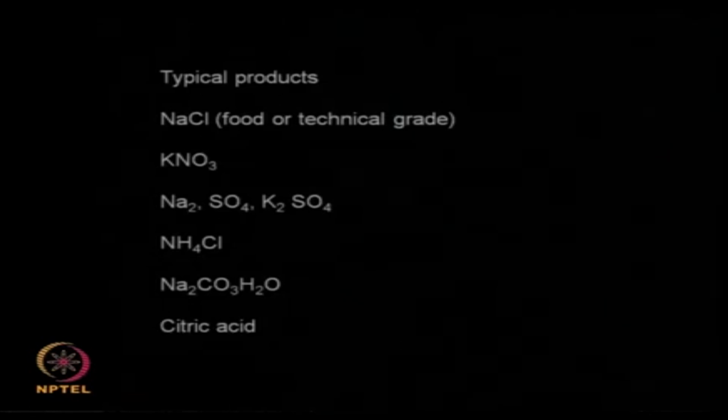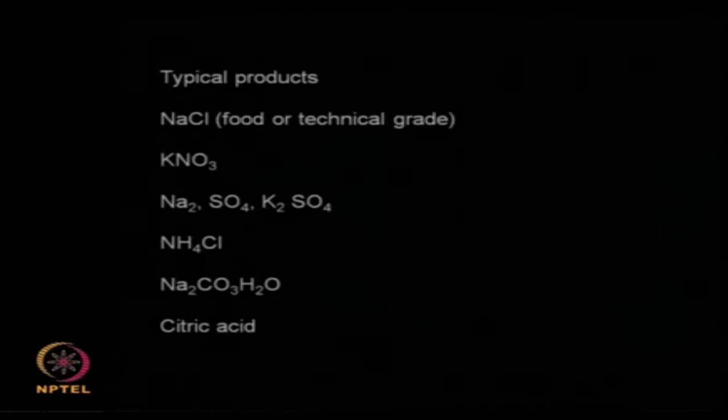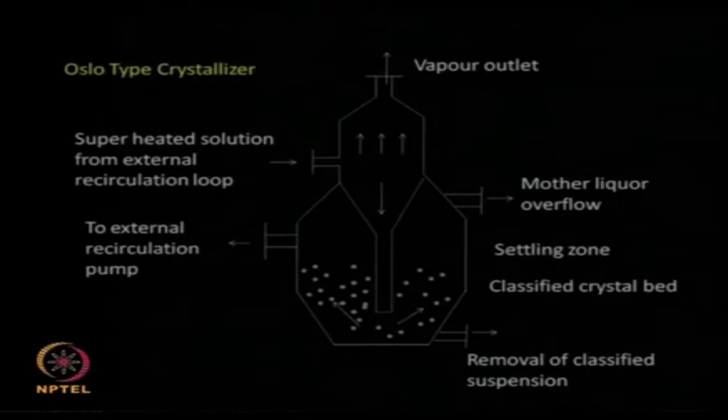So we can use this for sodium chloride, food grade or technical grade, potassium nitrate, sodium sulfate, potassium sulfate, ammonium chloride, citric acid. So a lot of products could be crystallized by this. It is a very simple system, and we can scale it up to very large scales, and it is a typical industrial type crystallizer. Let us look at another one.